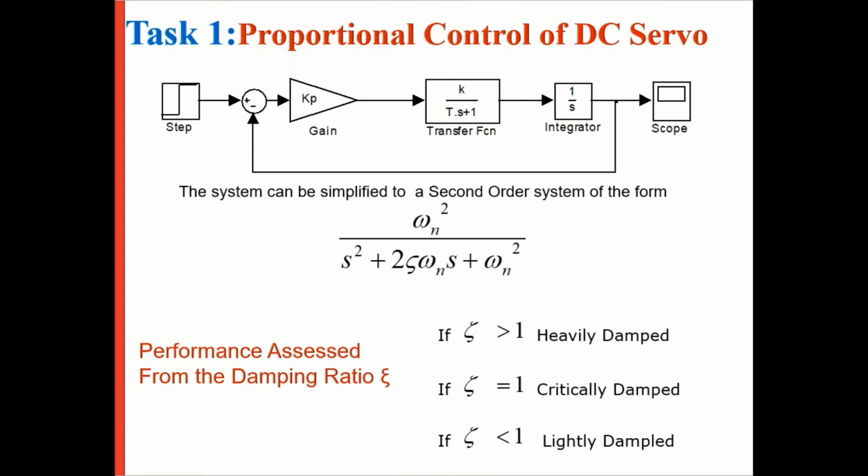Right, so let's look at what we're going to do in terms of the feedback control. We're going to split this up into two things. The first one's called task 1, which is proportional control of a DC servo. Here's the transfer function of the DC servo, here's a proportional controller, and we're going to simplify this down to a single block of the standard second order system form with the damping ratio and the natural frequency in. Then we'll know if the damping ratio is bigger than 1, it's heavily damped, equal to 1, critically damped, less than 1, lightly damped. So this is using our standard second order system thinking.